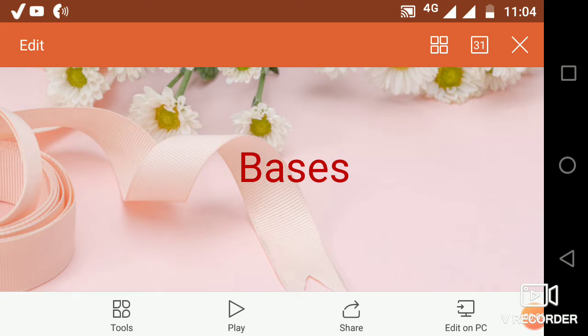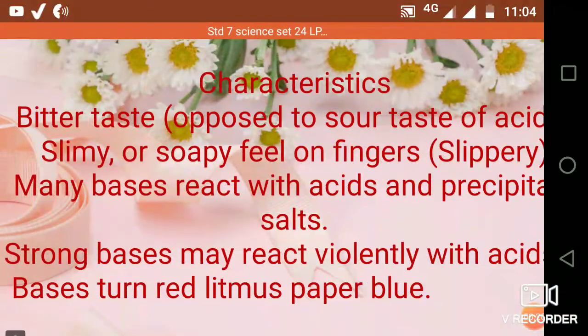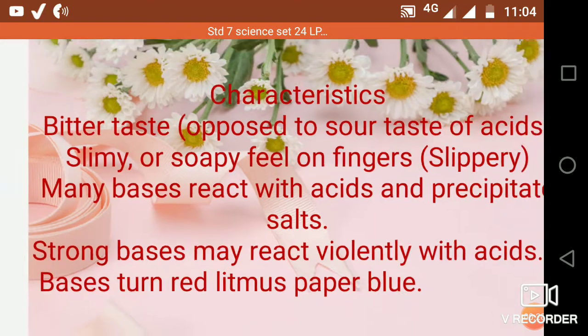So, today we will discuss the bases. Bases are substances which are bitter in taste, that we had already discussed, but along with that, what more properties they have, we will discuss. So, characteristics.